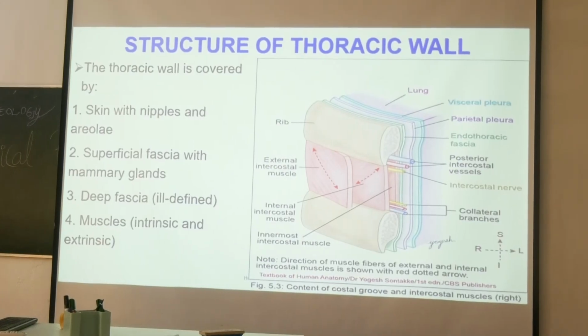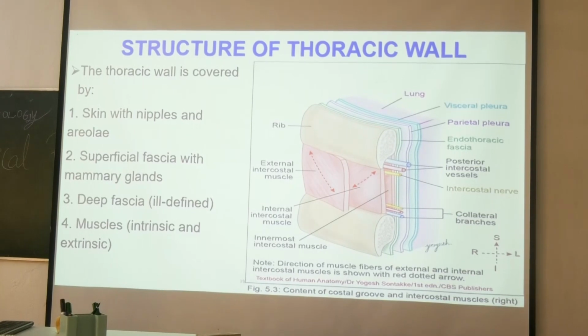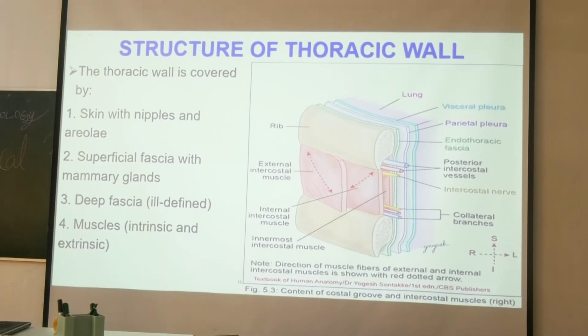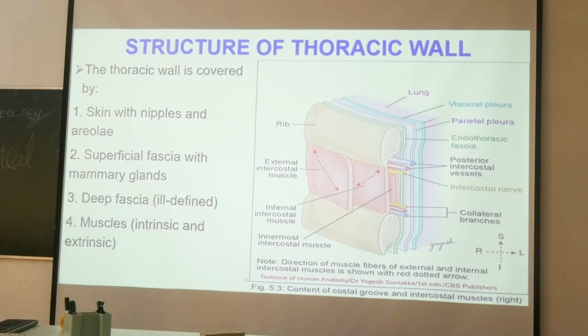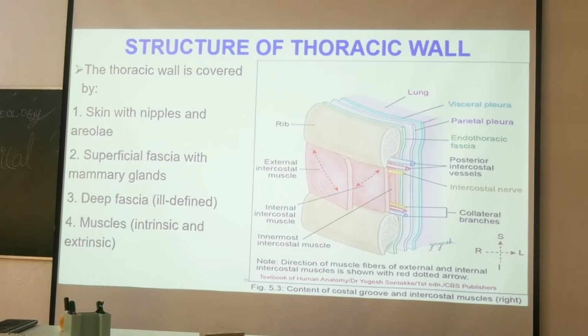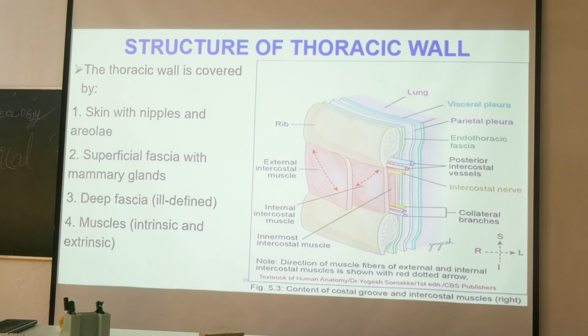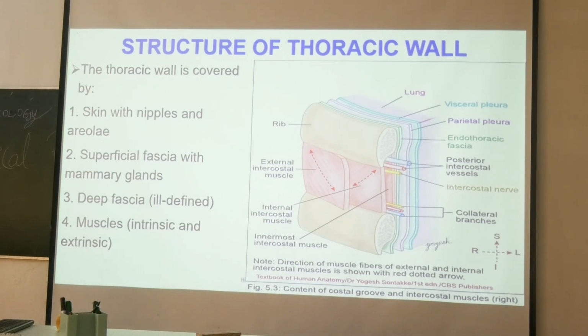The thoracic wall is covered by skin with nipples and areola. This is the superficial most layer. After reflecting the skin, you get the superficial fascia with the mammary glands, and then the deep fascia, the pectoral fascia covering the pectoralis muscles in the upper part of the thorax. After reflecting pectoralis major and pectoralis minor, you get the intercostal spaces along with the intercostal muscles in between the ribs.